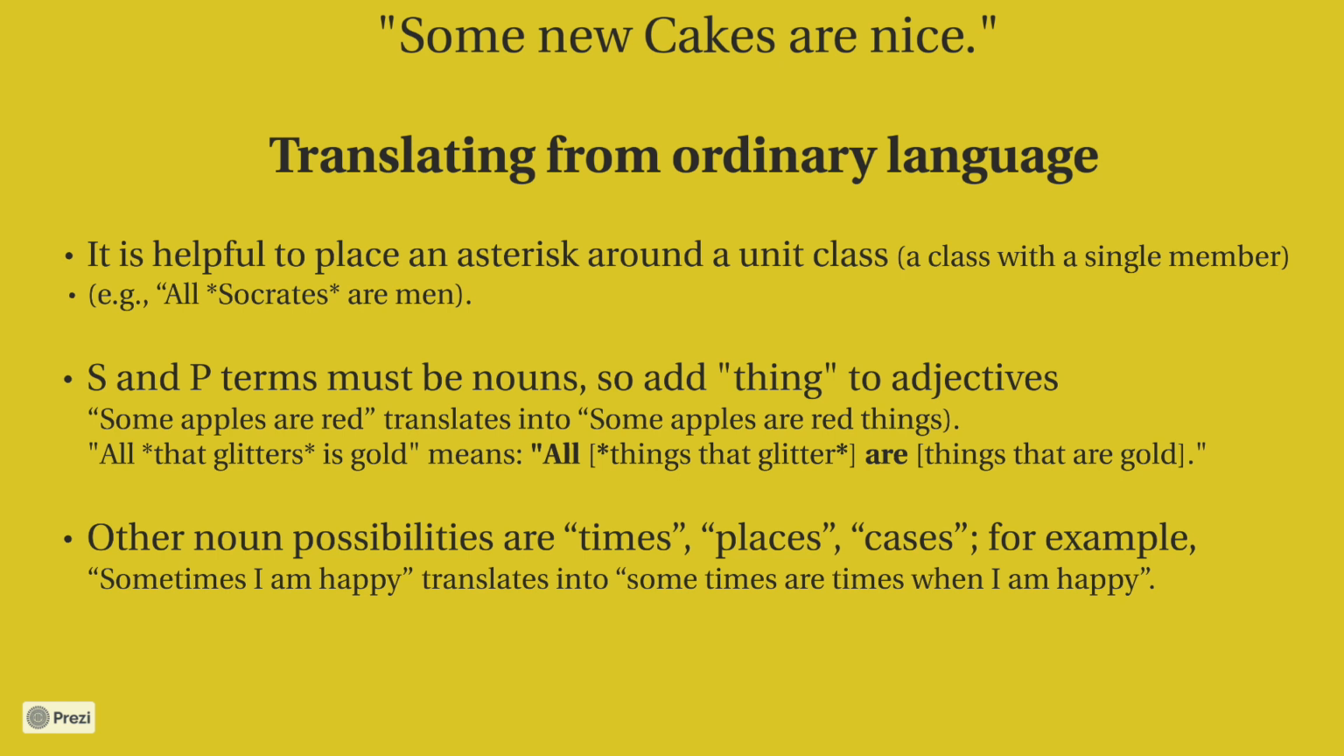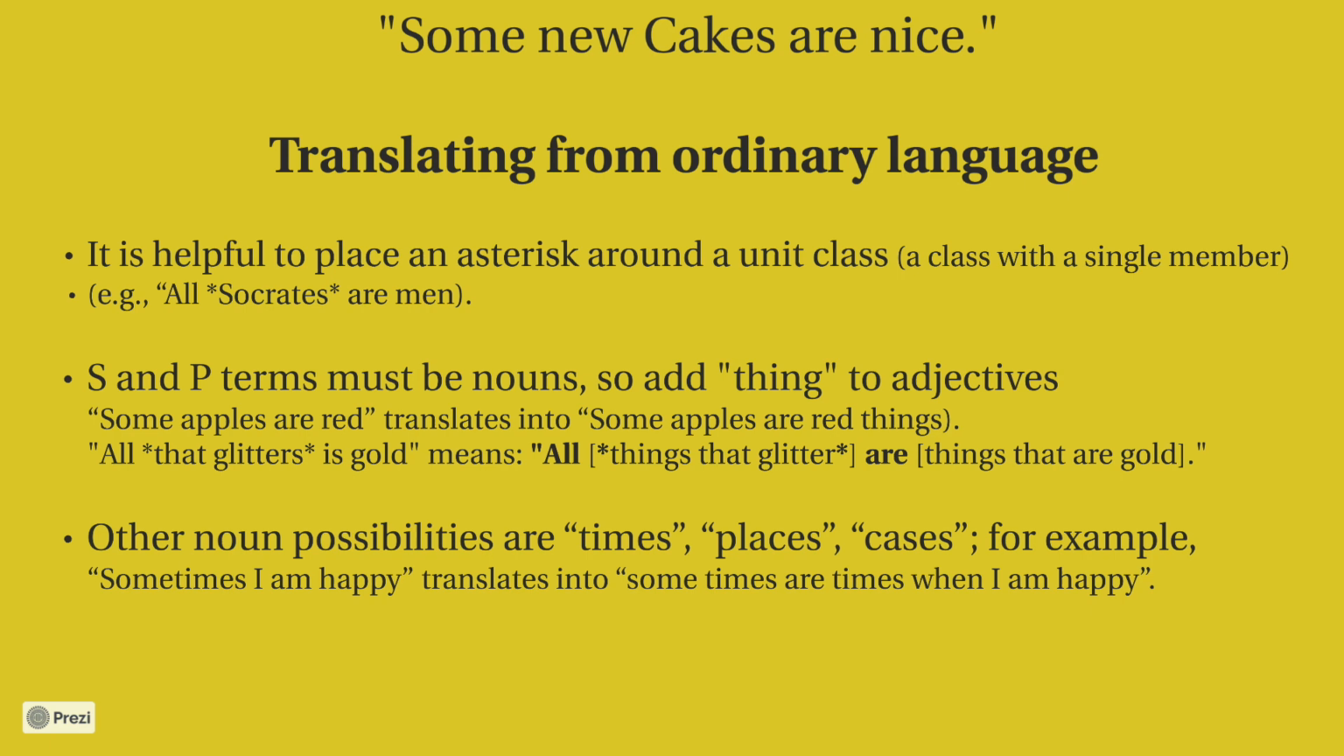Therefore, when we're translating the ordinary language into a propositional form for categorical logic, the S and P terms must be nouns, so it might be helpful to add thing after the adjective, and we may even need to rephrase. So the proposition, some apples are red, really means some apples are red things. Or to say, all that glitters is gold really means something like all things that glitter are things that are gold. And we may not always be speaking of things, so sometimes we may need to use a different sort of noun. For example, the statement, sometimes I am happy, would translate into sometimes are times when I am happy.